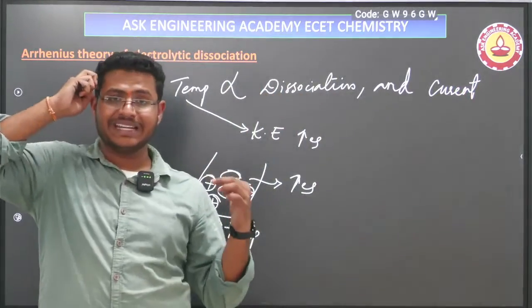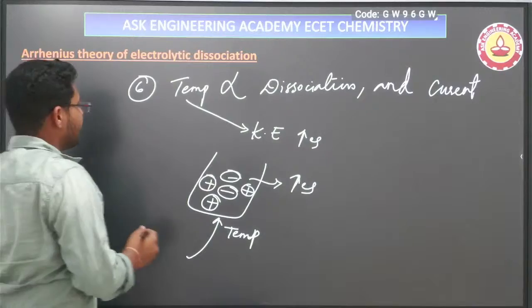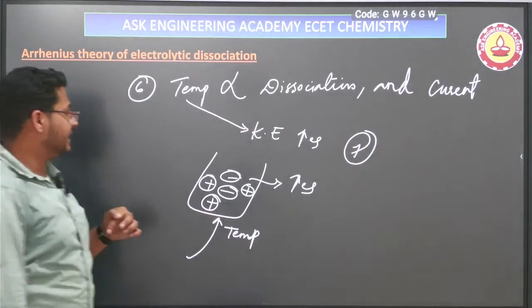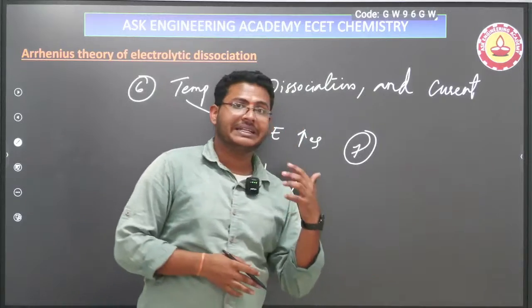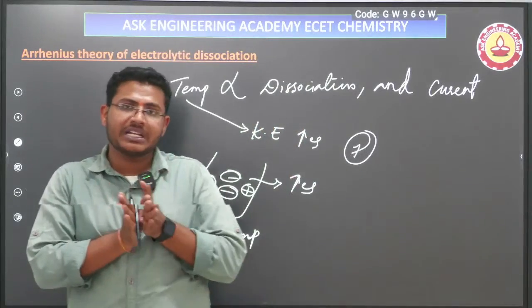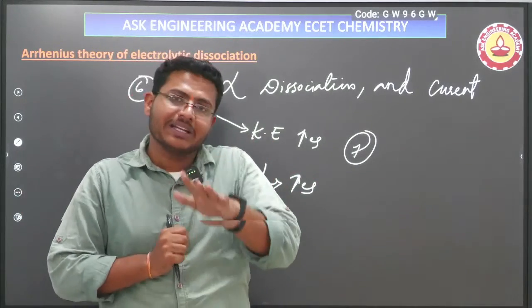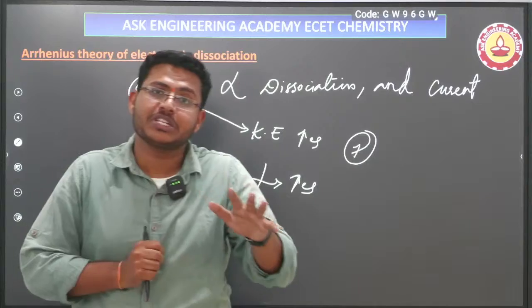So this is the Arrhenius concept, and according to Arrhenius, he gave an equation. In order to calculate the degree of dissociation, that is, to find out how fast the ions are dissociating, he gave an equation. That equation is called the degree of dissociation equation.